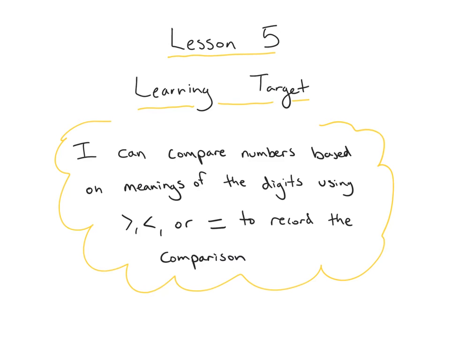The Lesson 5 learning target is: I can compare numbers based on meanings of the digits using the greater than, less than, or equals to symbol to record the comparison. So this lesson is all about comparing numbers, and we're going to be using the tool of a place value chart and our knowledge of different place values to help us compare any numbers to see which one's bigger or smaller or if they're equal.